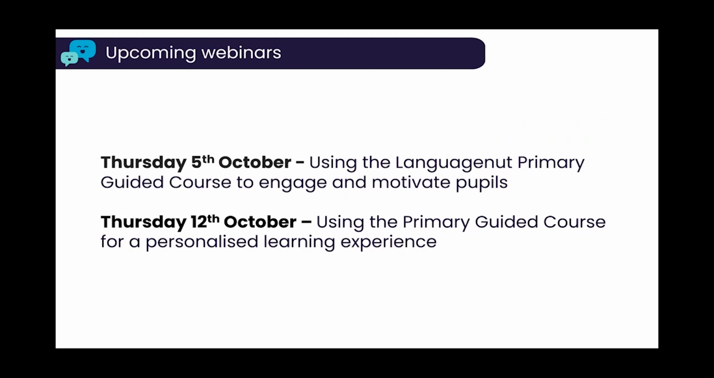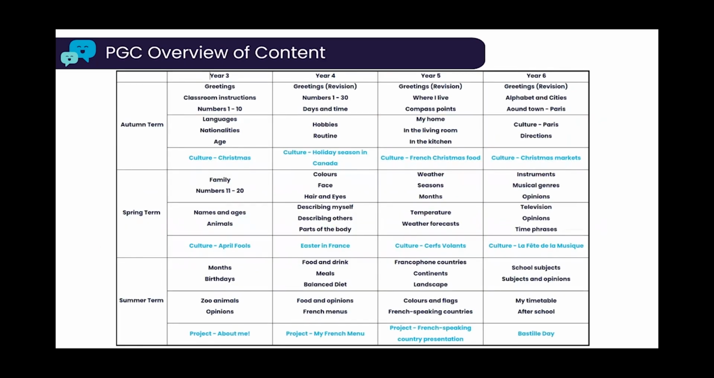Brilliant. So without further ado, we'll move on and look at an overview of the guided course. Some of you might have seen this already, and this is a very top level overview of the content that we have for French. Spanish will be very similar, but obviously particularly the cultural sections will be slightly different for Spanish. You can see that we've broken down years 3, 4, 5, 6 into autumn, spring and summer terms.